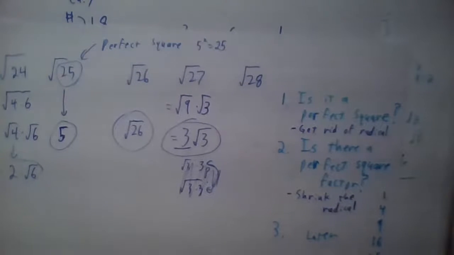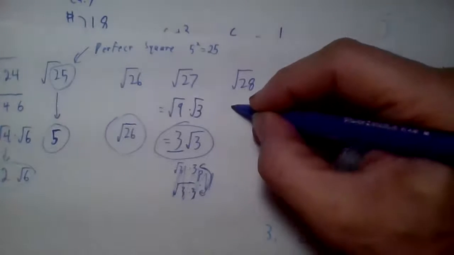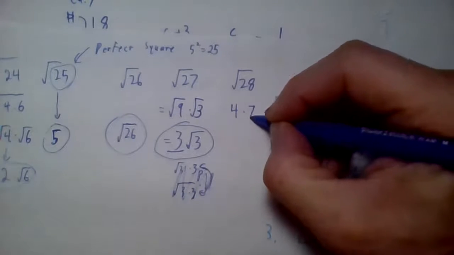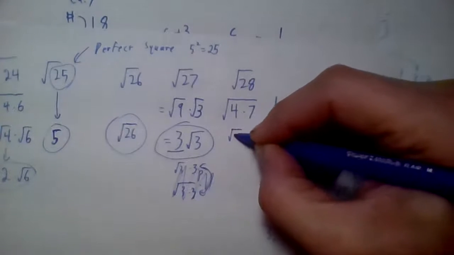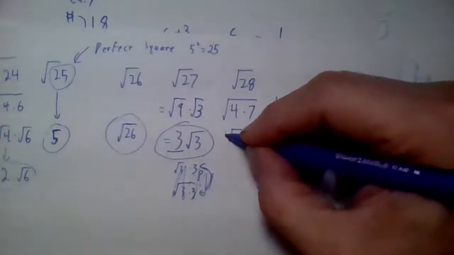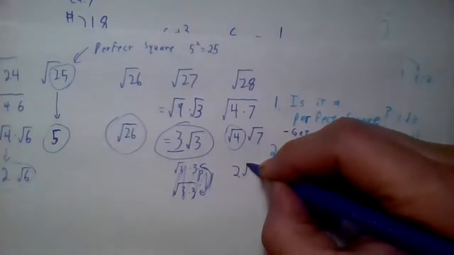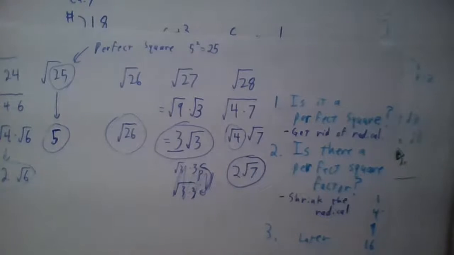28, I hope you've thought about this by now. What if we try to do this with 28? Is there a perfect square factor? It's not a perfect square, but there is a perfect square factor. A 4 goes into it. So this is 4 times 7. Now 28 separates into 4 times 7. Here's the big step, and I'm writing these down separately, but they're the same thing. Now this is 2, and this is still square root of 7. So that's my simplified form there.